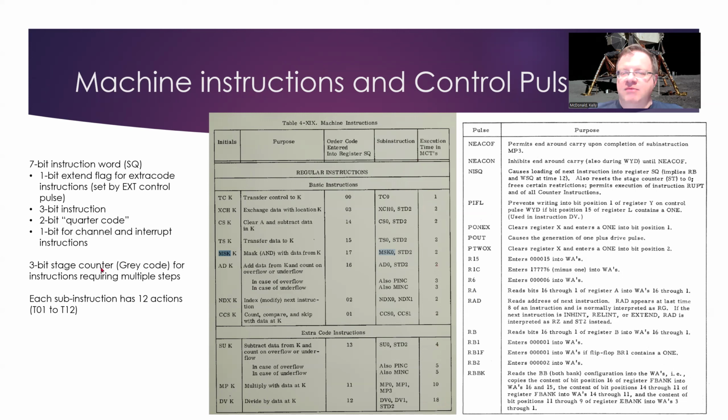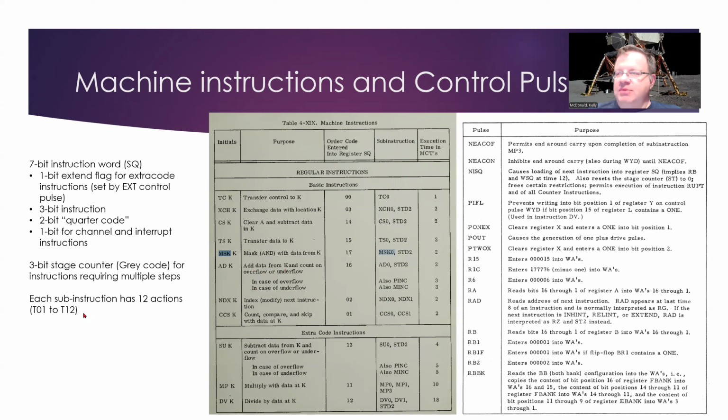So as we run each of these instructions, and I'll show you this in just a moment, they can break down each instruction using a 3-bit stage counter, which allows us, for some of these more complex instructions, to break them up into a variety of different sub instructions that are assembled to form an actual machine instruction. And then each sub instruction has 12 actions that I can take, basically T01 to T12.